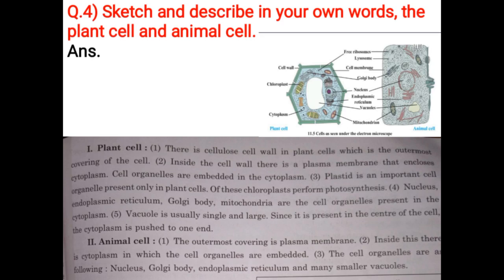Nucleus, endoplasmic reticulum, Golgi body, mitochondria are the cell organelles present in the cytoplasm. Vacuole is usually single and large. Since it is present in the center of the cell, the cytoplasm is pushed to one end. Animal cell. The outermost covering is plasma membrane. Inside this, there is cytoplasm in which the cell organelles are embedded. The cell organelles are as following: nucleus, Golgi body, endoplasmic reticulum, and many smaller vacuoles.